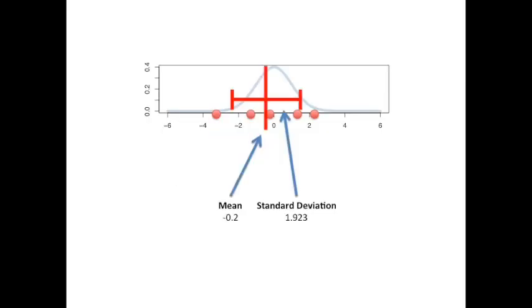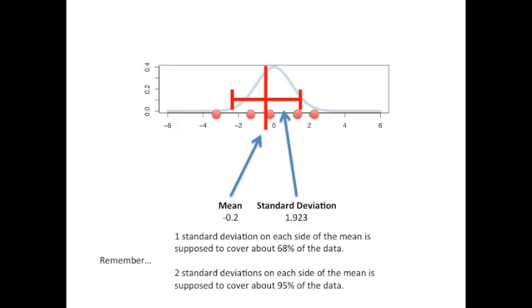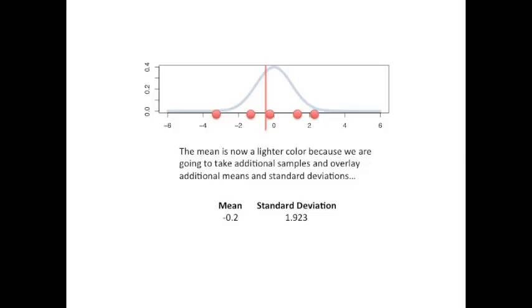And we can plot the mean and standard deviation on our graph as the mean plus or minus the standard deviation around the mean. And for all you StatQuesters out there, here's a rule of thumb. Remember that one standard deviation on each side of the mean is supposed to cover about 68% of the data. 2 standard deviations on each side of the mean is supposed to cover about 95% of the data. This will come in handy later. The mean is now a lighter color because we're going to take additional samples and overlay additional means and standard deviations on this same graph.